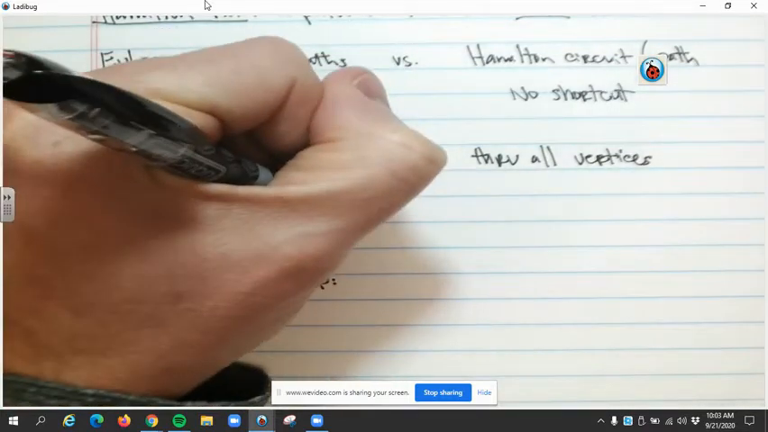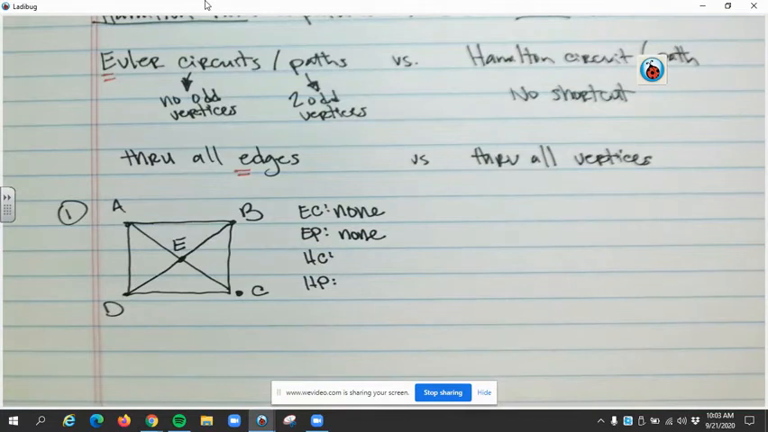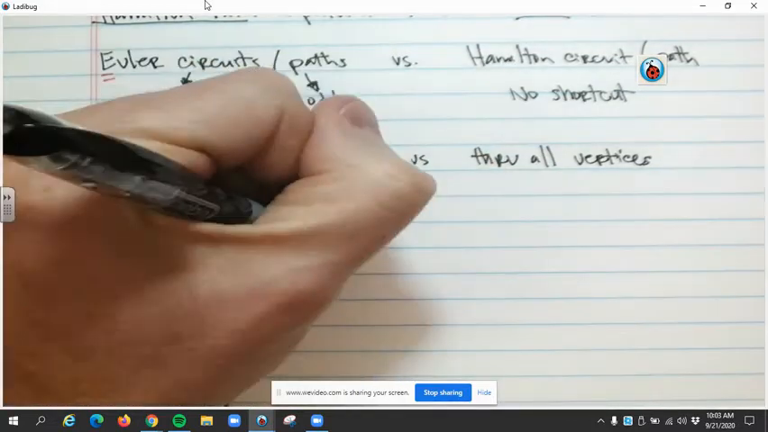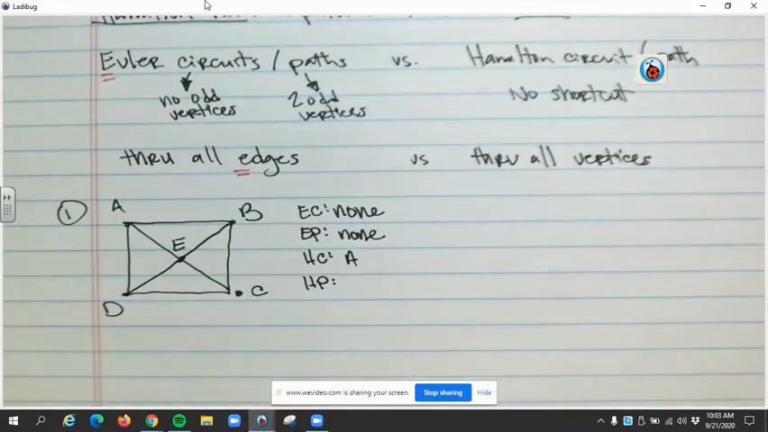So it has no Euler circuit. It has no Euler path. However, it does have a Hamilton circuit because a Hamilton circuit starts in one place and finishes in the same place. I'll start at vertex A, although really, unless it says, you can start anywhere that you want. So starting at A, I want to go to all the vertices. I don't have to go through all the edges.